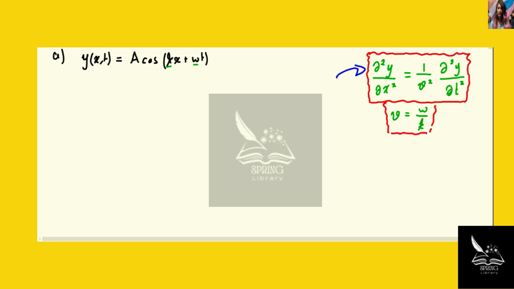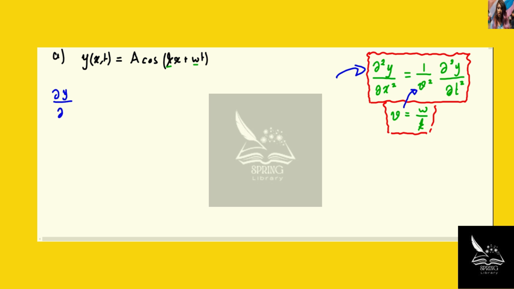So once we find the second spatial derivative and the second time derivative for the wave function, we just need to plug in the velocity, or the speed of the wave here, and then we can check if this wave function is satisfying the wave equation or not. Now, first of all, let's start by finding the spatial derivative for this wave function.